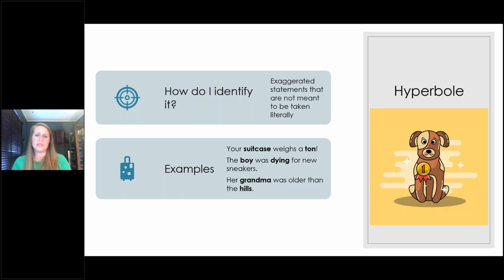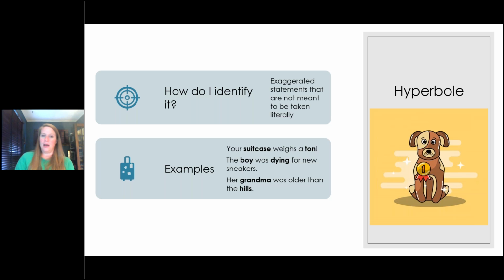Or if we said the boy was dying for new sneakers, more than likely this boy doesn't have some sort of strange condition where his health is ailing because he isn't getting these sneakers he wants. It's very over the top, it's very exaggerated. We can imagine the boy wants these shoes so badly that we say that he's dying for these new sneakers.